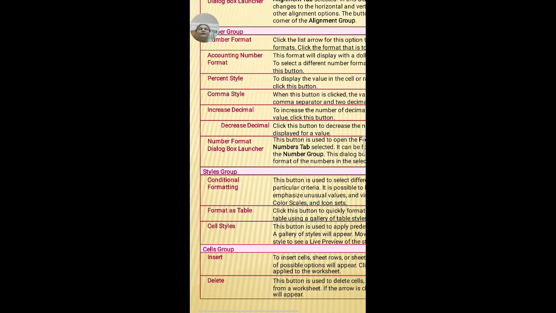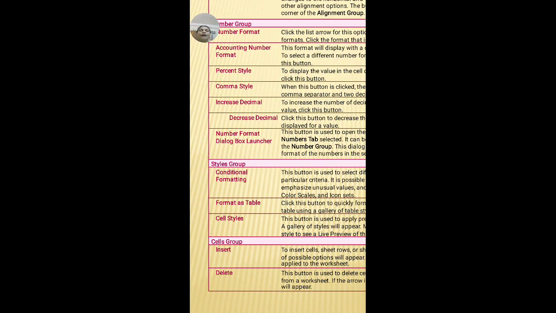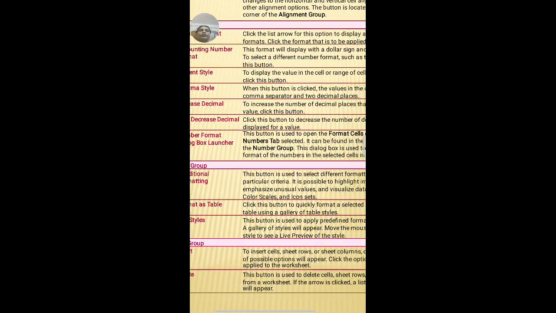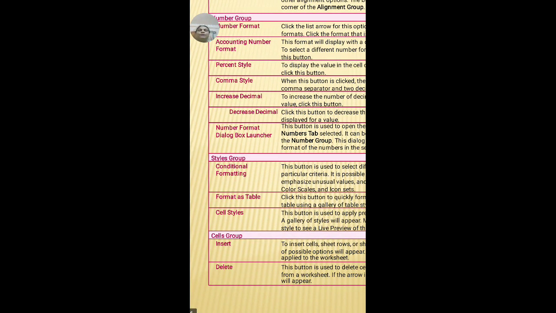Suppose you have entered some number in a cell, and when you click on this command, what will happen? In front of the number, a dollar sign will be displayed, and two decimal places will be added with this command. Next, percent sign. This command is used to add a percent symbol to the number you have entered in the cell.